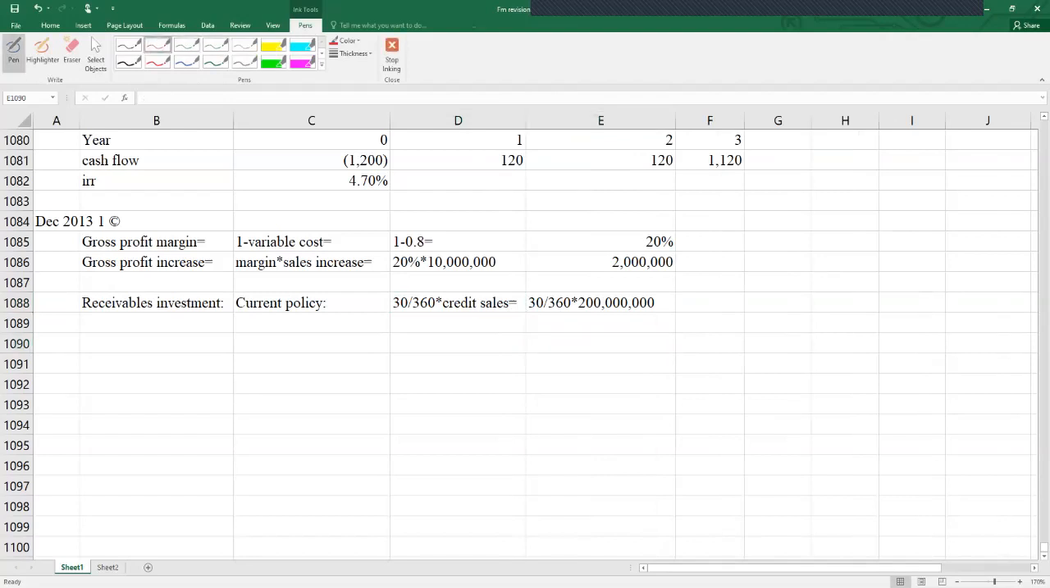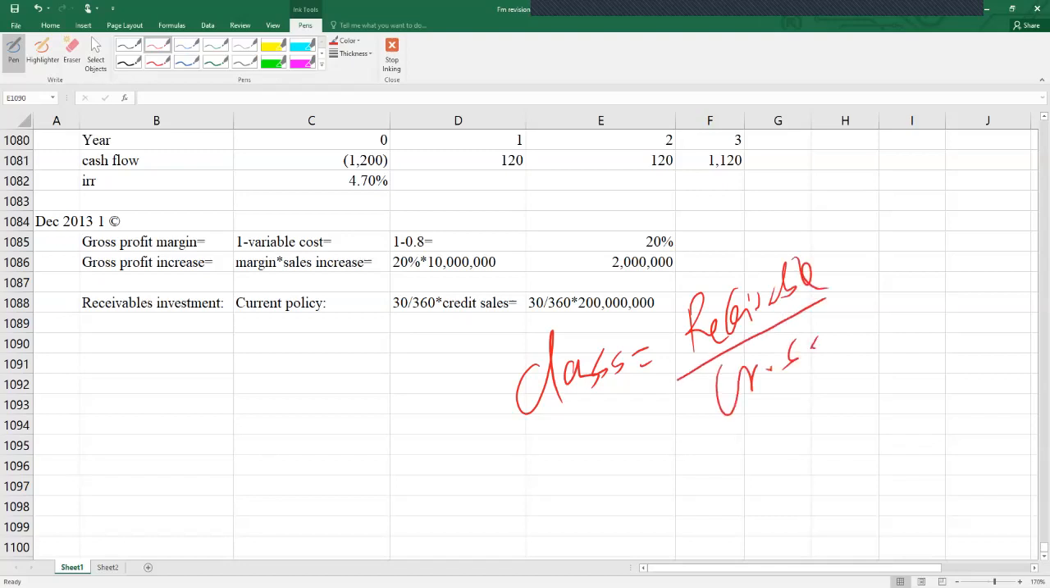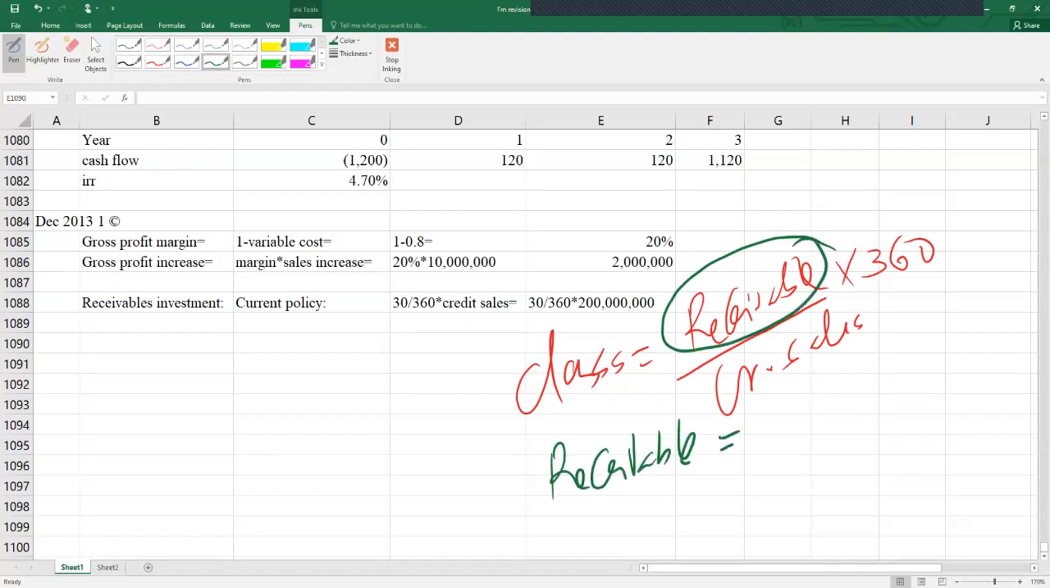Let me go back. So the number of days for receivable, you said, is given to us. The receivable, we divide by credit sales, we multiply by 360. Now we want to make the receivable the subject of the formula. Therefore, receivable is equal to 360. We divide by the number of days.